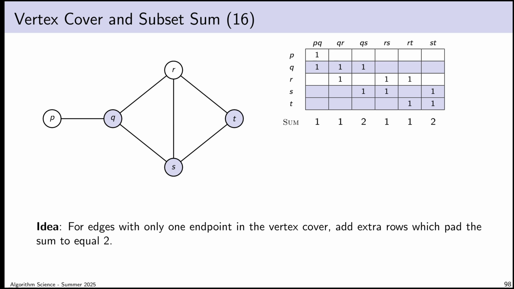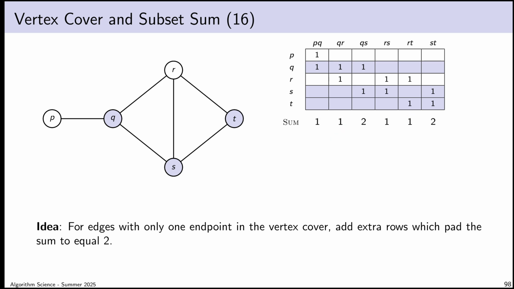What I could do is observe that I know that the sum is going to be at most 2. Maybe I could find a way of making it so the sum is exactly 2 in all cases. And one way of doing that would be adding extra rows to the matrix that allow me to pad out the sum by at most 1 if I want to.